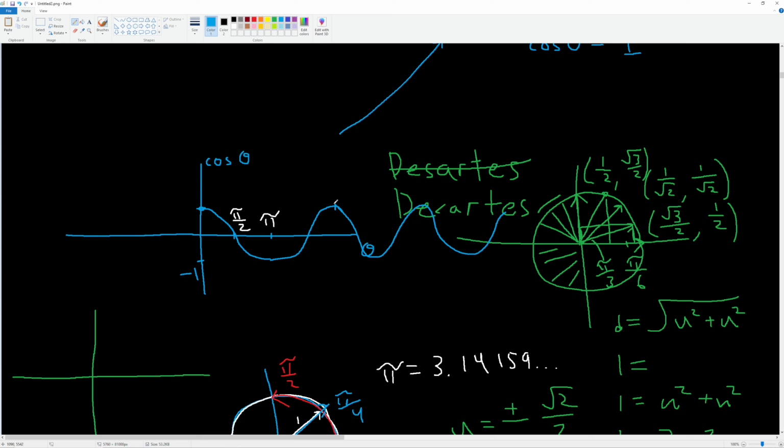But this will be now at 2 pi. So at 2 pi, we've done 360 degrees. We've gone all the way around, and we're starting again. So that makes sense, right? And same in the opposite direction here.